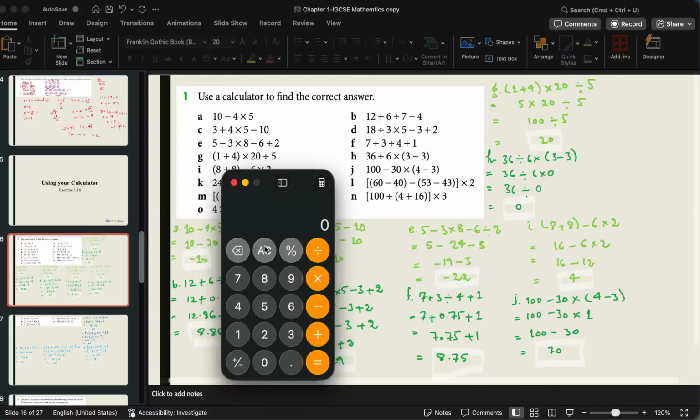So if we do it on the calculator, 5 multiplied by 20 equals 100, and then 100 divided by 5 equals 20.